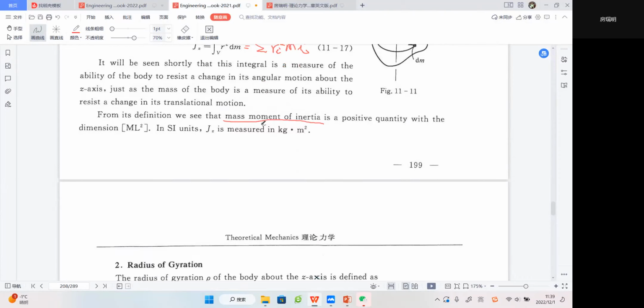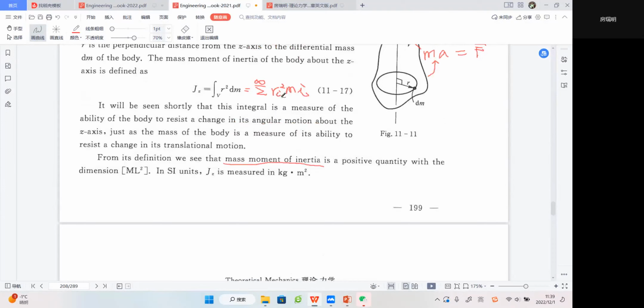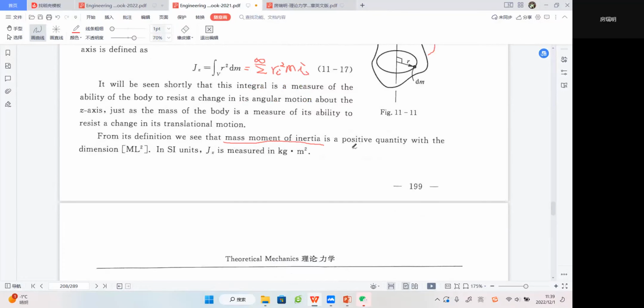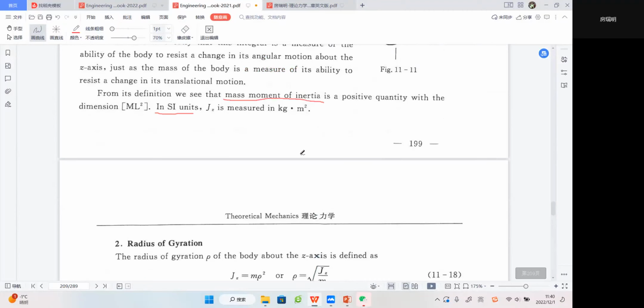So we see that mass moment of inertia is a positive quantity. It's a positive quantity because here things are squared, so it will never be negative, and this m will always be positive. So the mass moment of inertia is a positive quantity with the dimension of mass times length squared. In SI units, 国际单位制, Gz is measured in kilogram times meter squared.